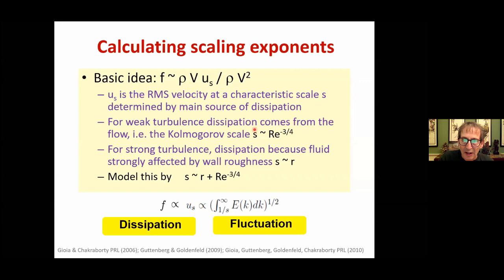On the other hand, if you have strong turbulence, then the dissipation occurs because the fluid is crashing into the very rough walls. And so the appropriate scale should be the size of the roughness elements. And so you can say, well, some interpolation formula between these two things would be to say that the scale S is the roughness plus Reynolds number to the 3/4 with some coefficients in here. And so if you go ahead and do that, then you can ask, well, what should be the characteristic scale of the velocity field? And let me see if I can find it for you.